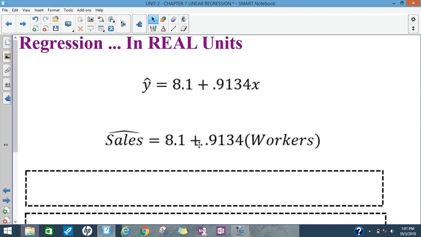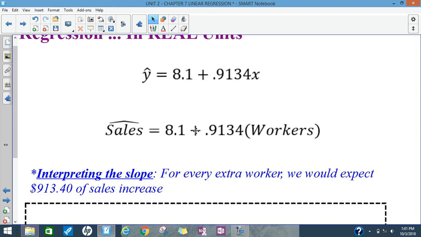And so a couple things we want to analyze about this regression line is, what does the slope mean? If we want to interpret this slope in context, for every extra worker we plug in here, where it says workers, we're going to multiply that by 0.9134. And that's going to increase our sales by that value of 0.9134. And if you remember on the first page, the sales were in thousands of dollars.